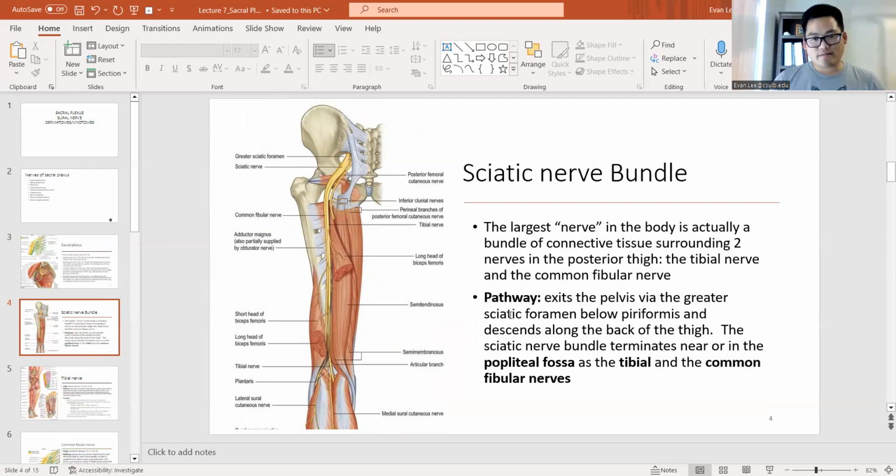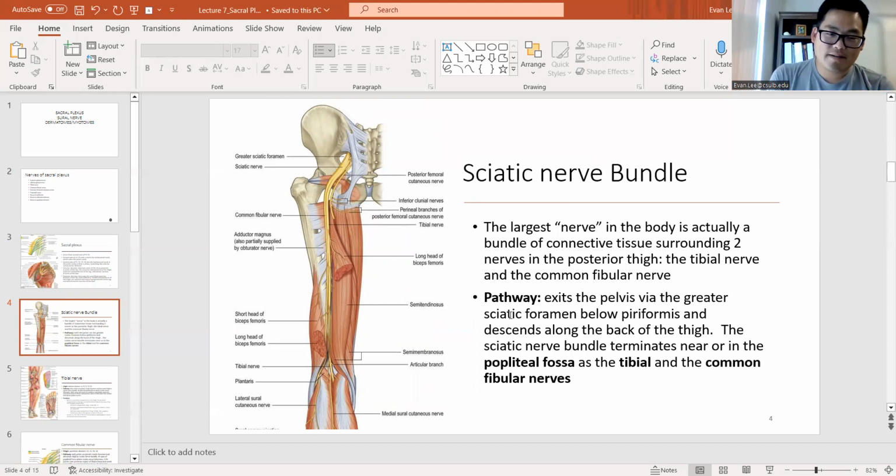So the sciatic nerve is actually the largest and thickest nerve of the body. Excluding the brain and spinal cord, the sciatic nerve is one of the thickest. It's a nerve in a way that it has neurons traveling through it, but it's actually a combination of two nerves within it. The sciatic nerve is composed of the tibial nerve and the common fibular nerve together.